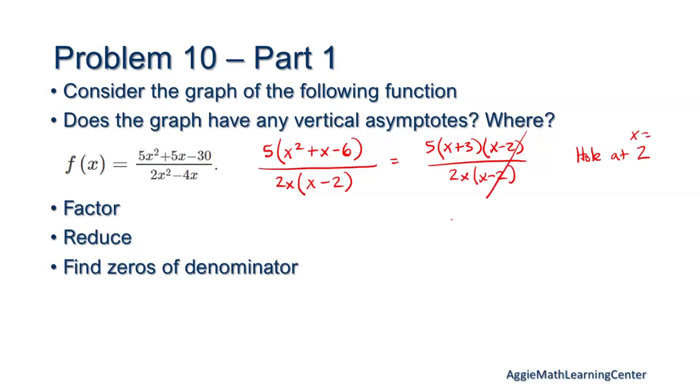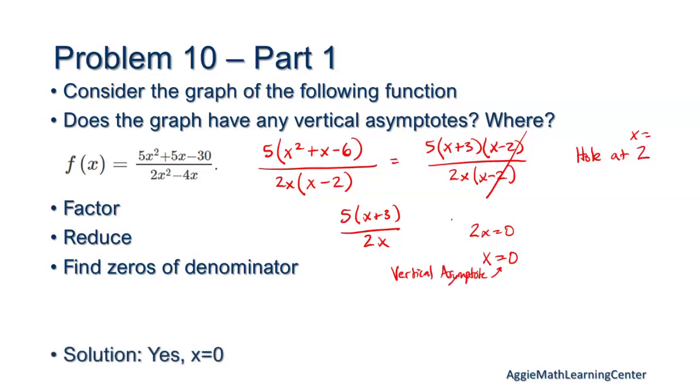So our reduced form is going to be 5(x plus 3) over 2x. And then we find the zeros of the denominator. So the way we do that, we set 2x equals 0, which means that we have a 0 at x equals 0. And that will be our vertical asymptote at x equals 0.